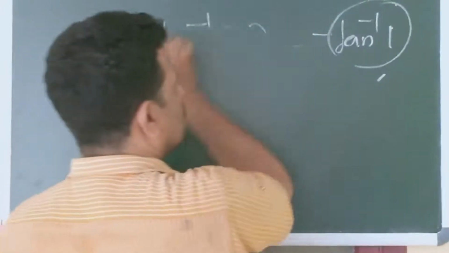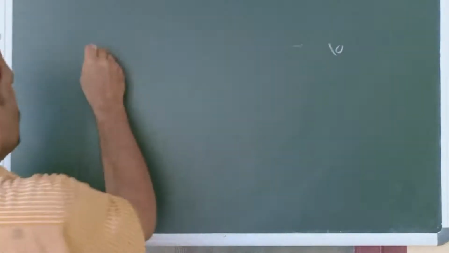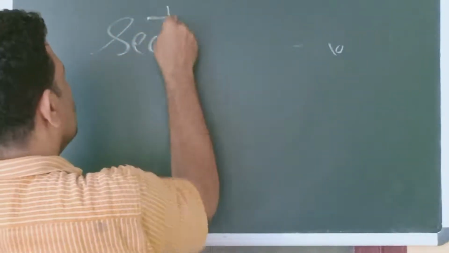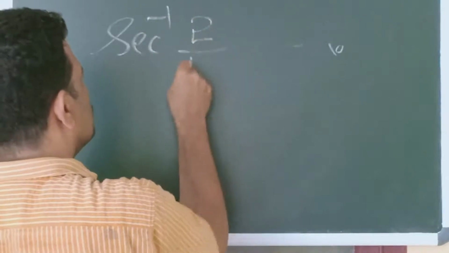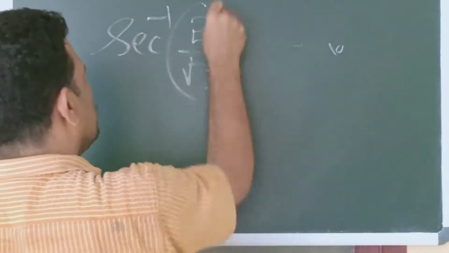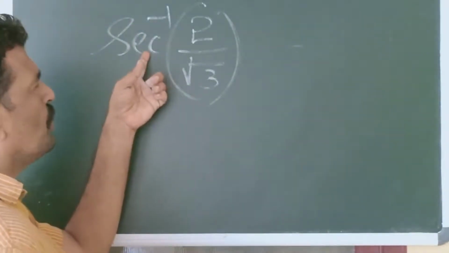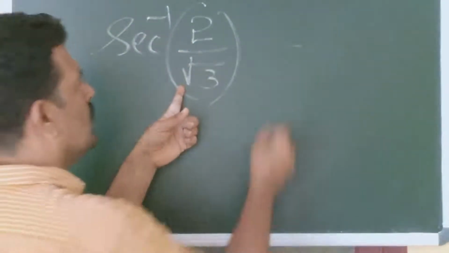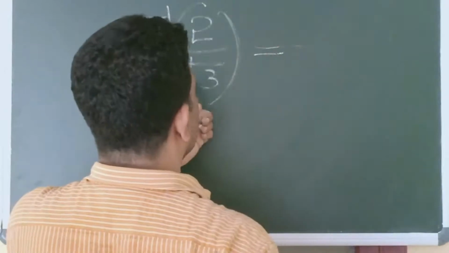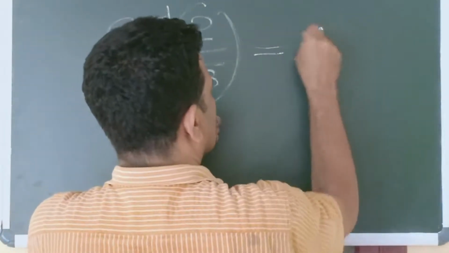Next, we can take the next question, that is secant inverse of 2 by root 3. Here again we can write the answer directly from the table, or you can write it as cos inverse of root 3 by 2. That is, the value is pi by 6.